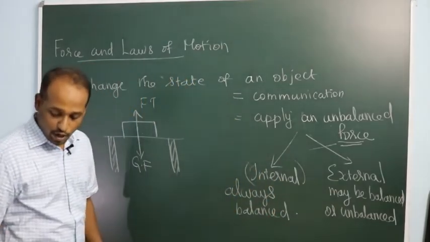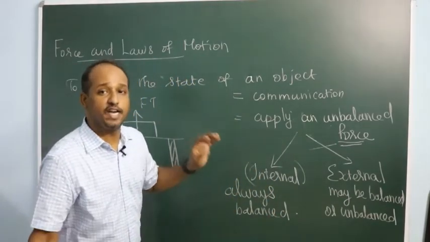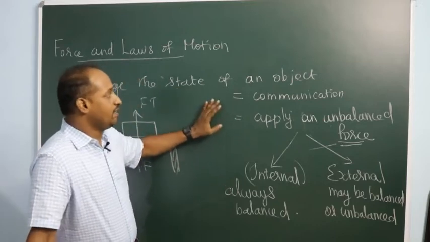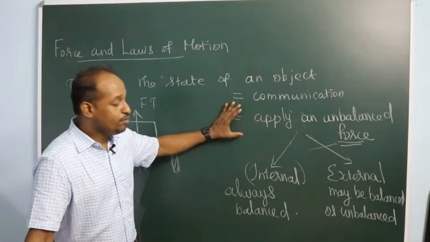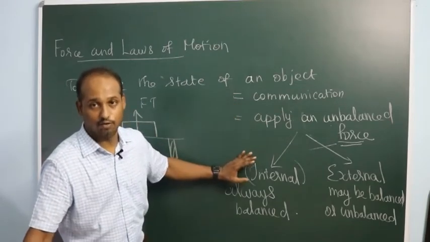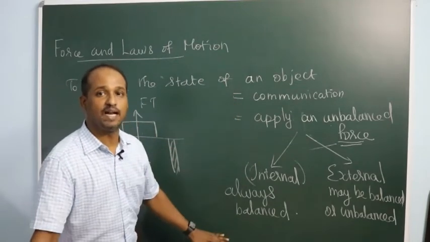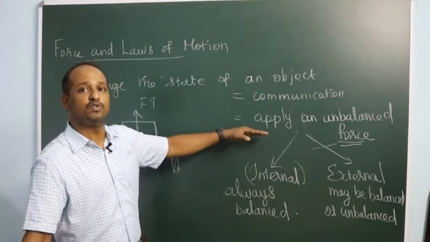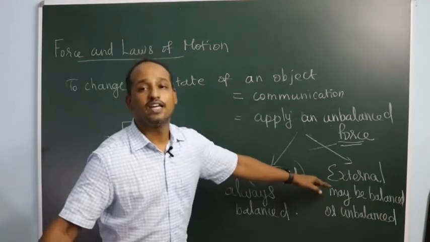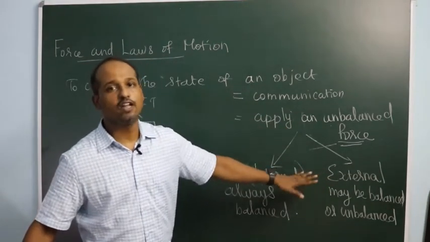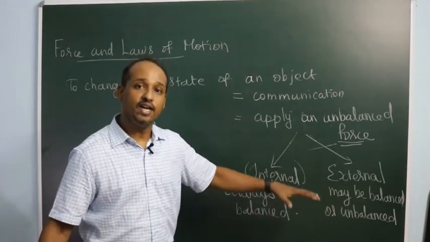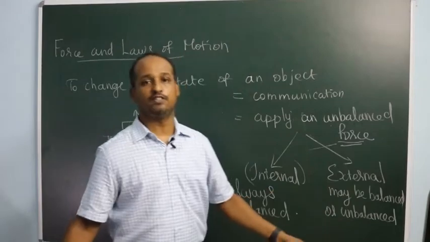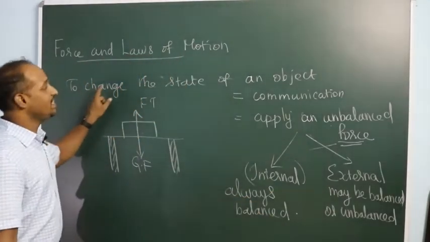So that is why, to bring about a change in the state of the object from the state of rest or state of uniform velocity, you don't just need an internal force, because internal forces are always balanced. What we need is an unbalanced force. That unbalanced force can only be an external force, it cannot be an internal force. An external force is sometimes balanced, but we need an external unbalanced force to bring about the change in state of the object.